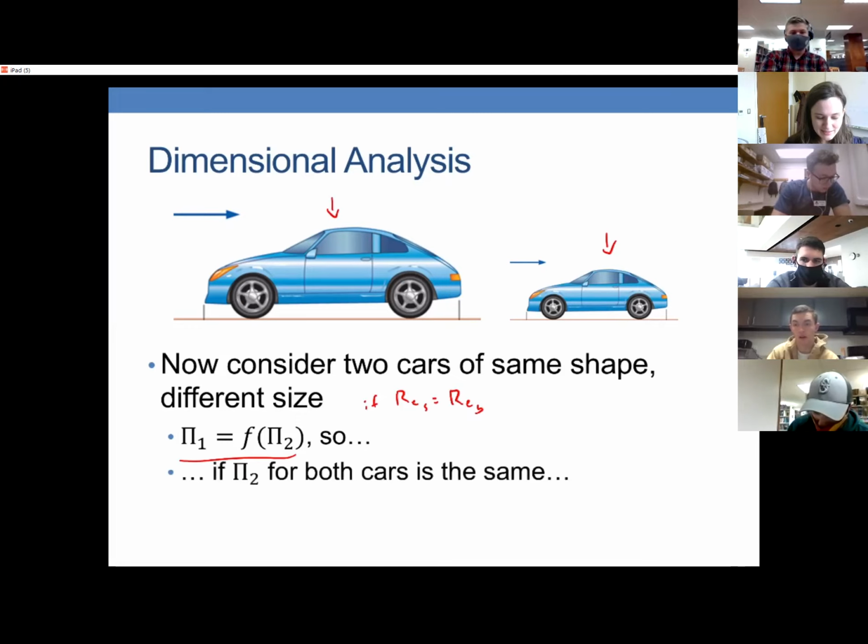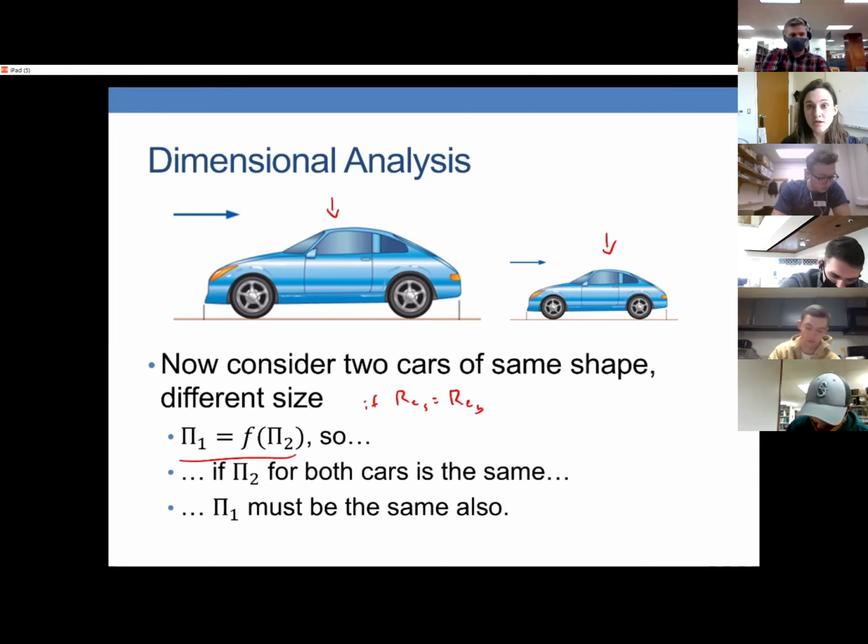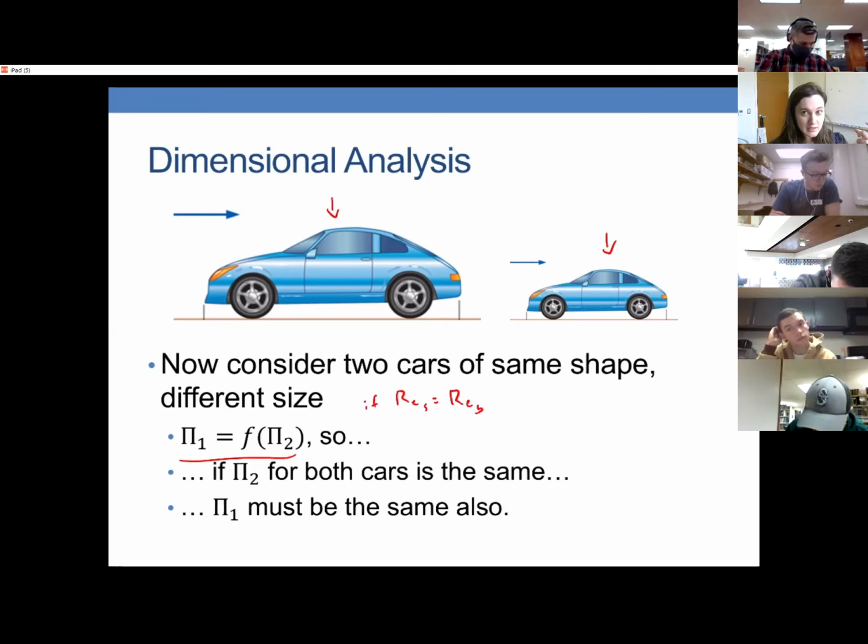So that means that if pi 2 for both cars is the same, then pi 1 is also the same for both cars, right? Because it's just like if you have y as some function of x, if you plug in x equals 2, you get out the same y. Same deal. So if pi 2, which was the Reynolds number, is the same for both of these cars, then that other pi, which had the drag force in it, also has to be the same.